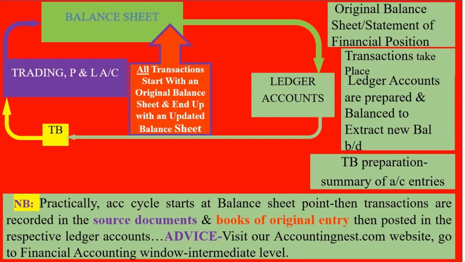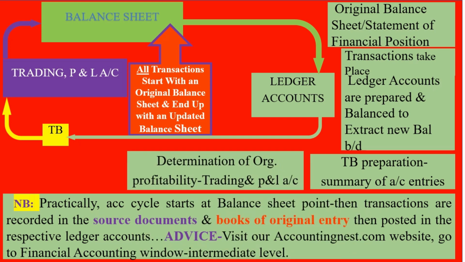Then we post in the respective ledger accounts the summary of entries that are made in the books of original entry. Then get advised that you need to visit our accountingnest.com website for more details about these entries. Just go to financial accounting window, the intermediate level, and then you'll see how the accounting cycle in detail is normally operated.